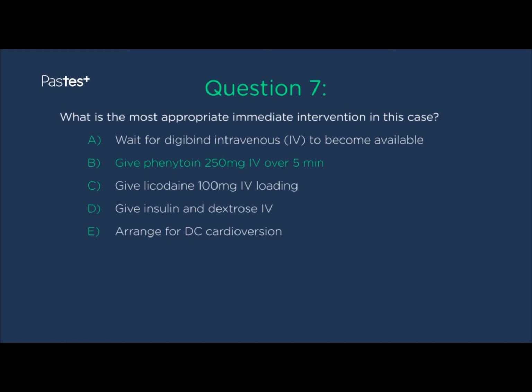Digibind takes a long time to find in the hospital, and there's a lot of messing around while we're trying to read how to dilute it and how to make it up, and therefore I wouldn't wait for Digibind. I would treat the life-threatening arrhythmia first with phenytoin. Insulin dextrose refers to the hyperkalemia. That's the least of her worries at the moment. It's the VT, and that should be treated with phenytoin.